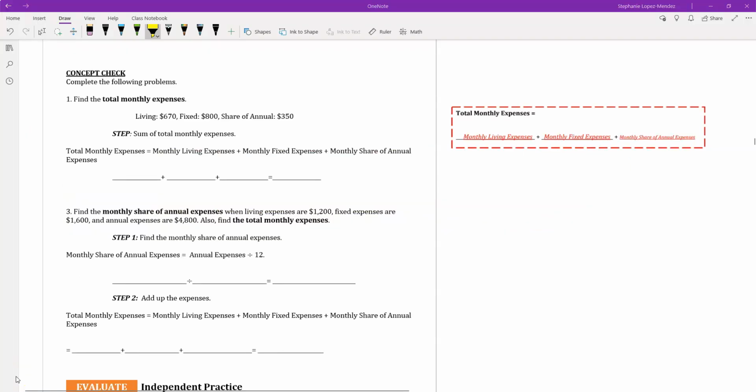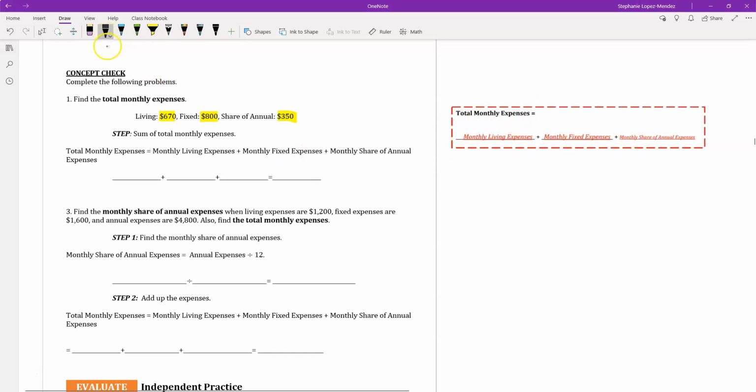So for number 1, we need to find the total monthly expenses. We have that our living is $670. Our fixed expenses are $800. And the share of the annual expenses are $350. So step number 1 is to sum the total of those monthly expenses. Again, this is the formula that we are using right here.